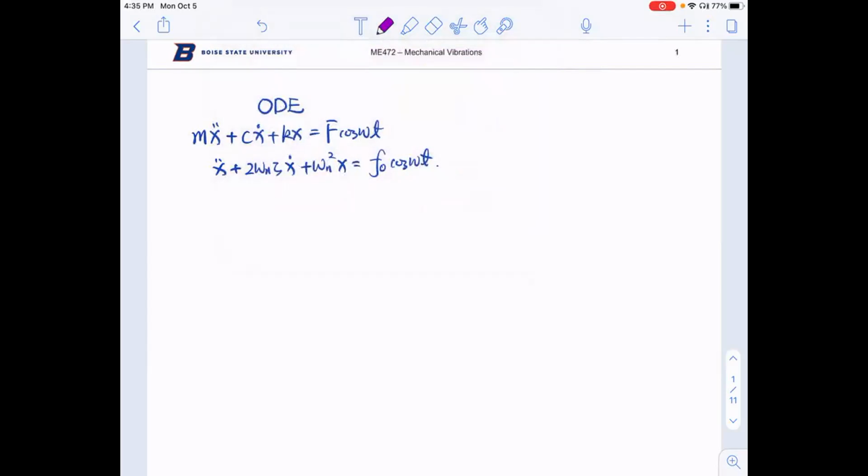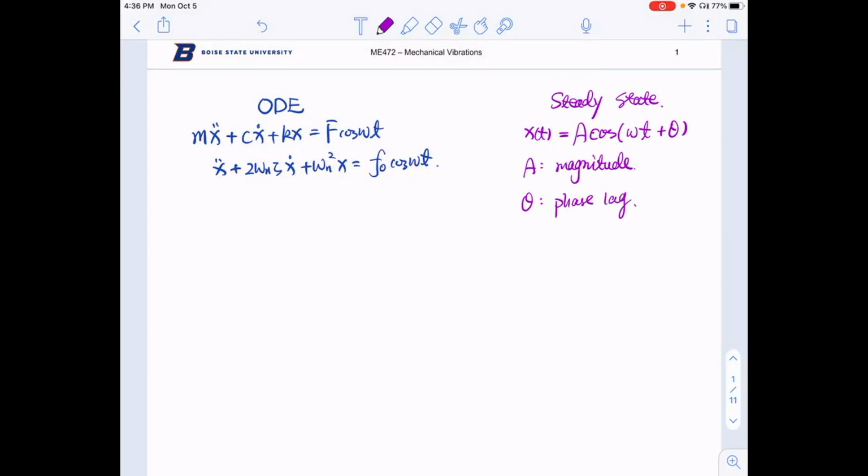We also learned the second concept, which is called steady state. So steady state is a solution of your x(t), and it looks like something like this. We call A the magnitude, or you can call it amplitude. Your theta is the phase lag. So your steady state and ODE, they are coupled by the solution of the ODE. So your steady state is x_p(t), which is the particular solution. Right? So that means your steady state is only part of the solution of your ODE.